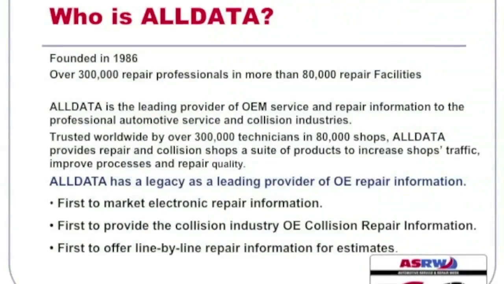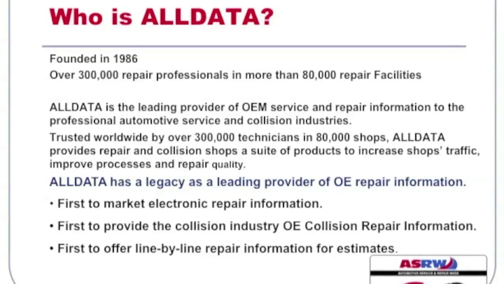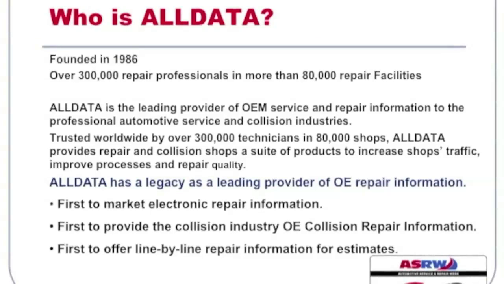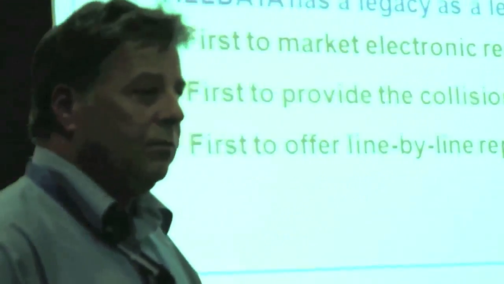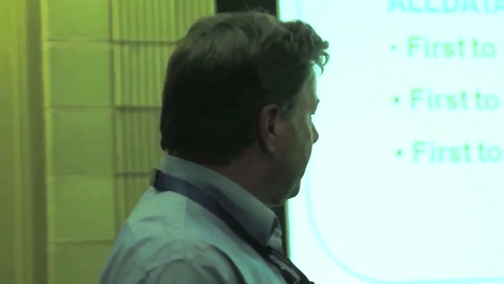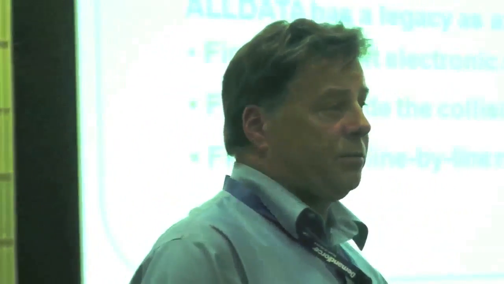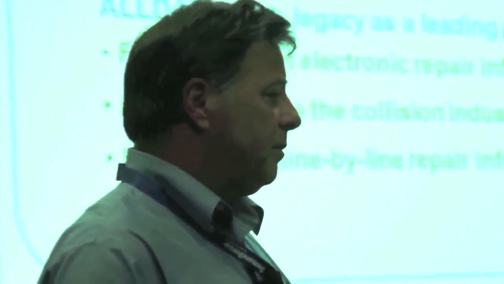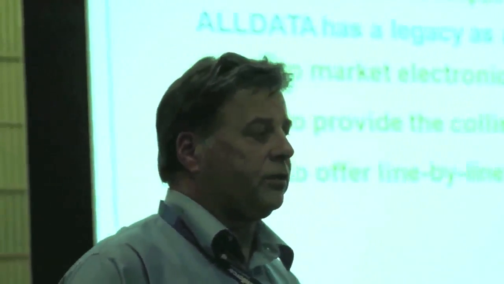Basically, we're a leading provider of service, OEM, and repair procedures. This is all we pretty much do. We're first to market with electronic repair information, over 26 years ago. We were first to provide the collision industry with OEM information. That was about 6 years ago, and public about 4. First to offer line-by-line repair information for estimates. In other words, we do have mechanisms that'll pull estimates in and give you repair information line by line pertaining to your estimate.